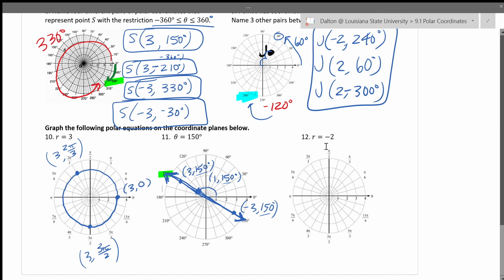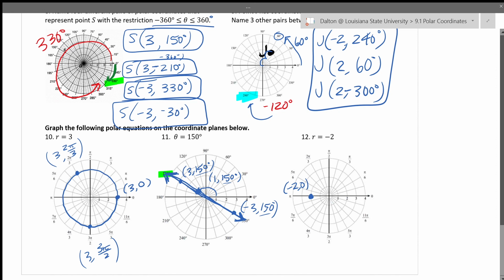Okay, last one. r is equal to negative 2. So this is where thinking of r as radius gets confusing, because you're like, well, how do I have a radius of negative 2? Well, again, let's start at 0. If I start at 0 degrees, instead of counting 2 in the positive direction, when it's negative, that means you go in the opposite direction. So this coordinate here would be negative 2, 0.